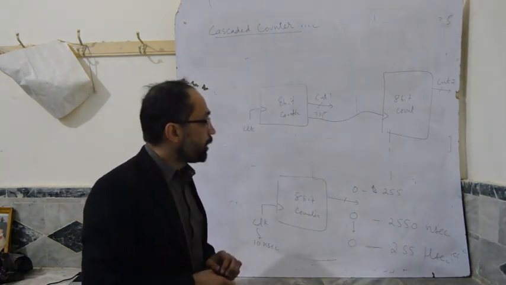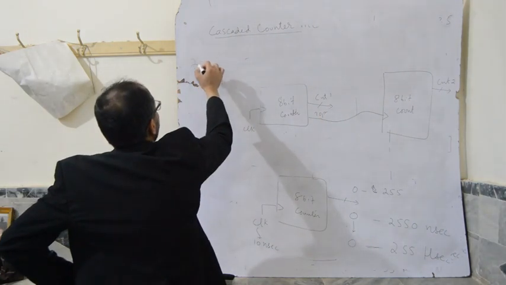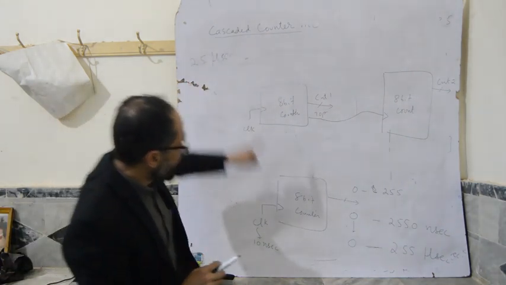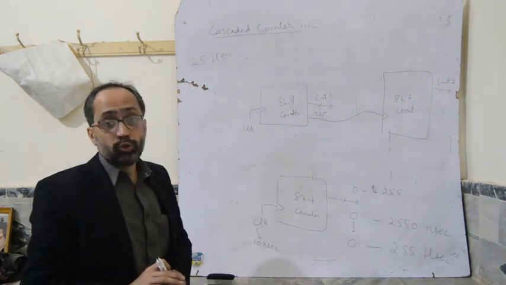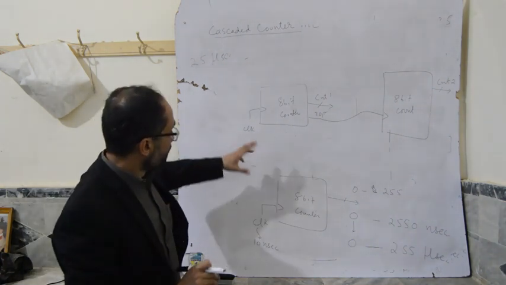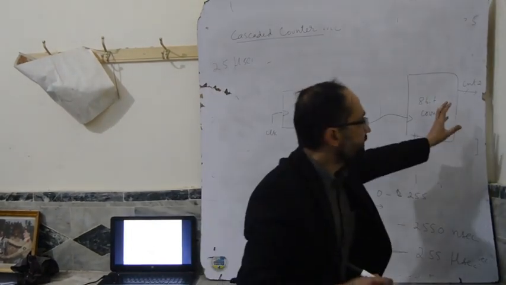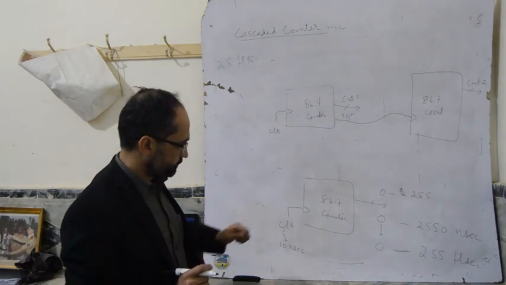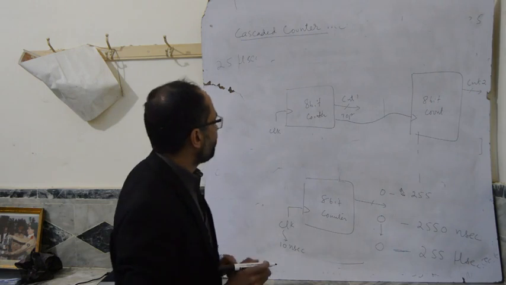But if we want to have an interval of, for instance, 25 microsecond, how can we achieve this? We cannot achieve this with an 8-bit counter. So in this particular scenario, what can we use? We can divide it into two parts. We can use two 8-bit counters and connect them in a cascaded fashion. So for instance, this counter will count from 0 to 2.55.